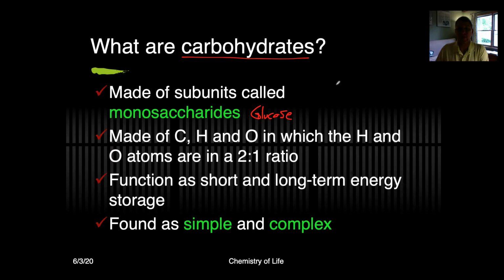Now, remember that the organic elements are carbon, hydrogen, nitrogen, oxygen, phosphorus, and sulfur. And carbohydrates are made of carbon, hydrogen, and oxygen. And specifically, the ratio of hydrogen to oxygen atoms is 2 to 1. That's where the name hydrate, or the part of the name hydrate, comes from. H2O, right? 2 to 1 ratio.